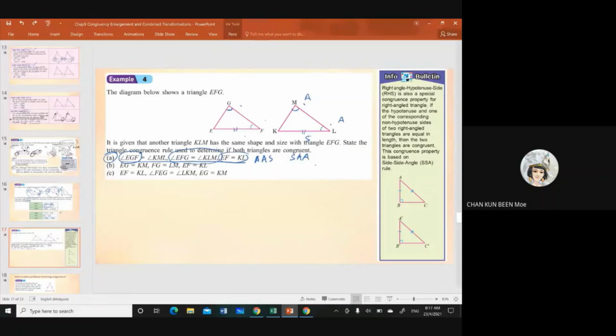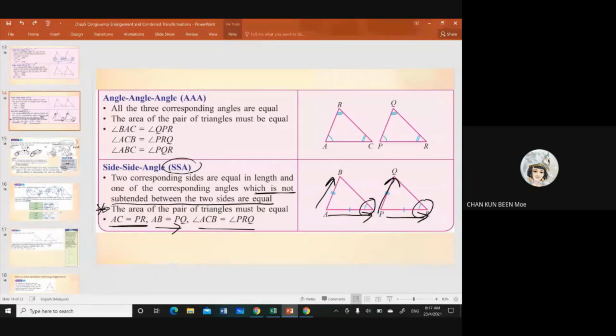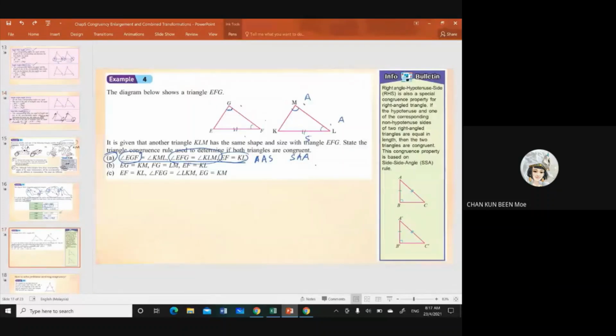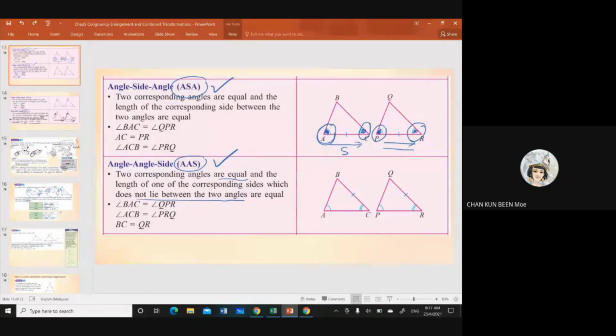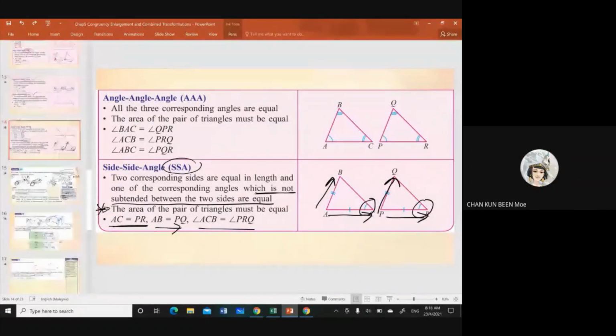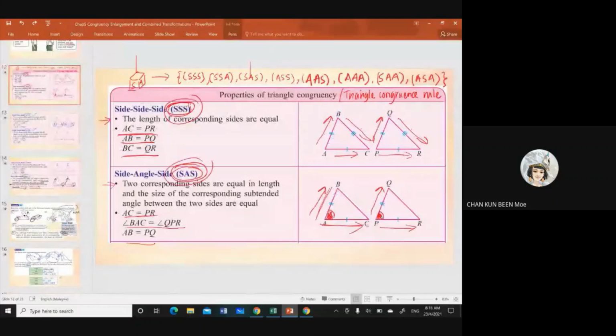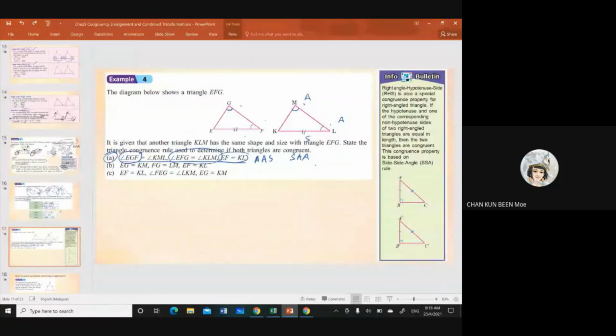Sorry, just now it's not SSA, it's SAA. Okay, let's see. Any SAA? Any SAA? No, right? So it's not in the 6 triangle congruency properties over there. So we cannot say that it is SAA. So no matter how, you have to use AAS.